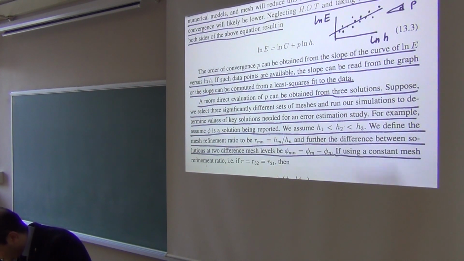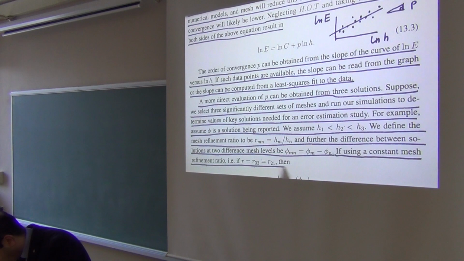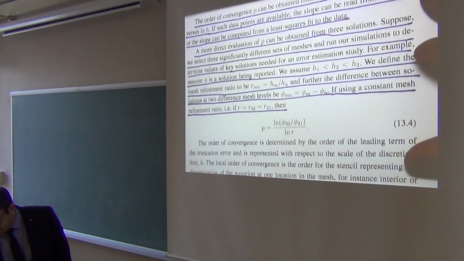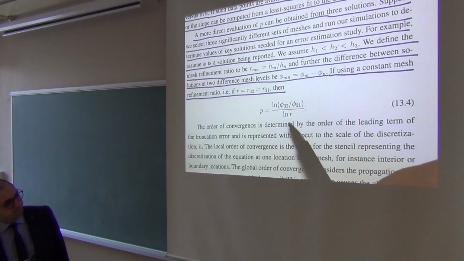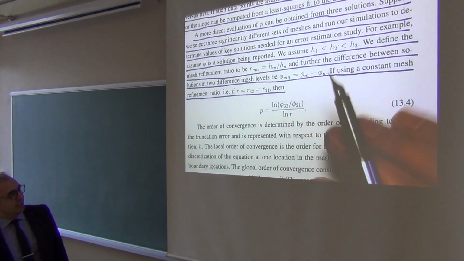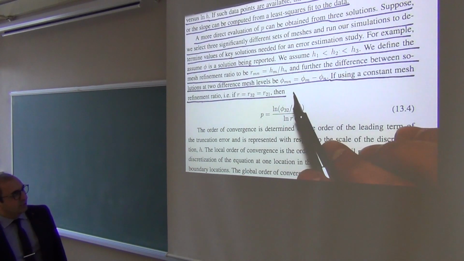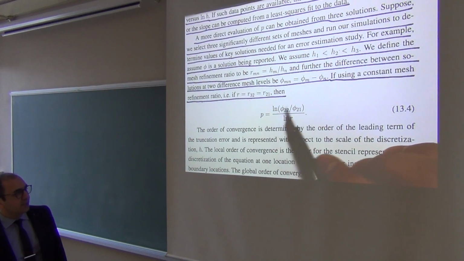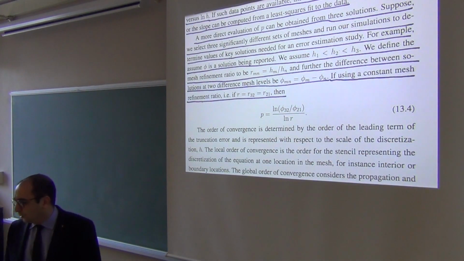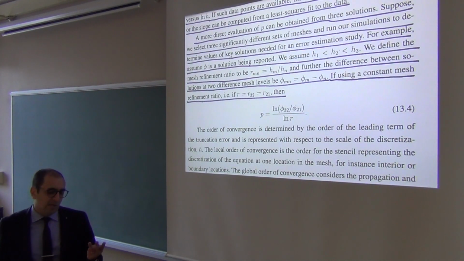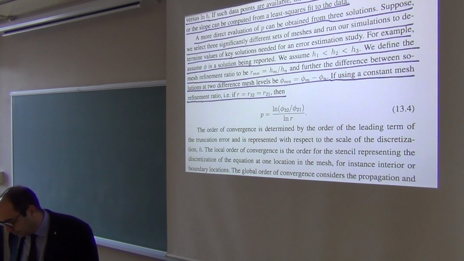If using a constant mesh refinement ratio, then the order of convergence is easier to define, and this is it. So all you need is the refinement ratio and the absolute errors between two adjacent levels of mesh. If you put that in this equation, you get the order of convergence. That means you run the nozzle study three times on three levels of mesh, and you can calculate P.